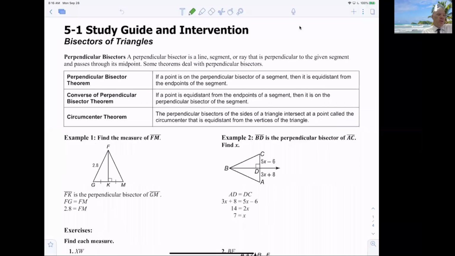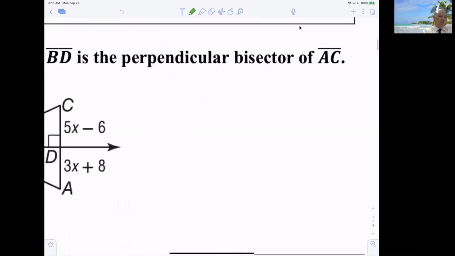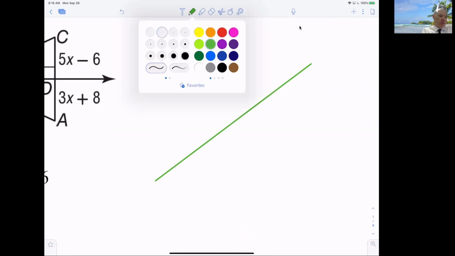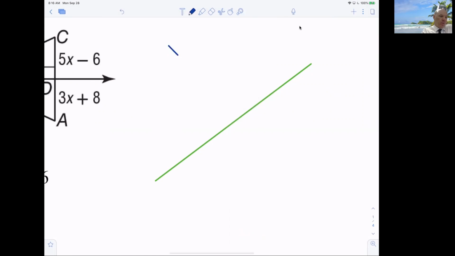A perpendicular bisector is a line, segment, or ray that is perpendicular to the given segment and passes through its midpoint. Let's review that real quick with a little demonstration. If I say that is a segment, then I will try to draw the perpendicular bisector. Because that is the perpendicular bisector, what is true?